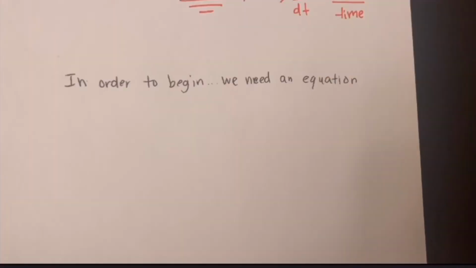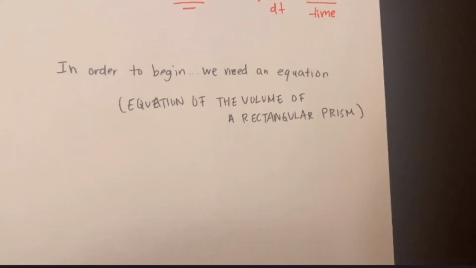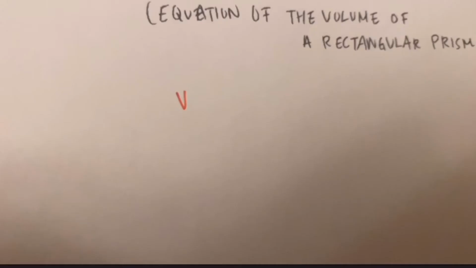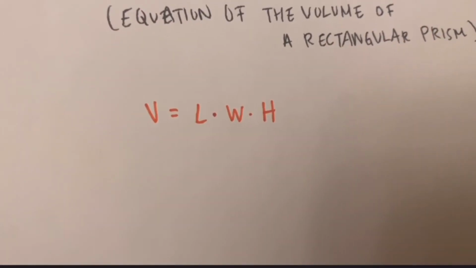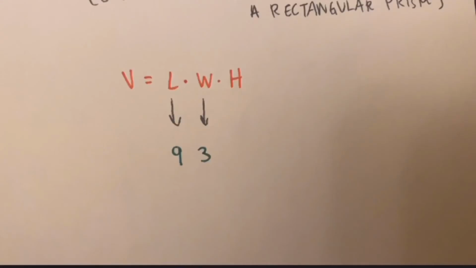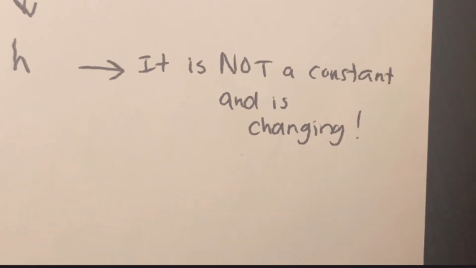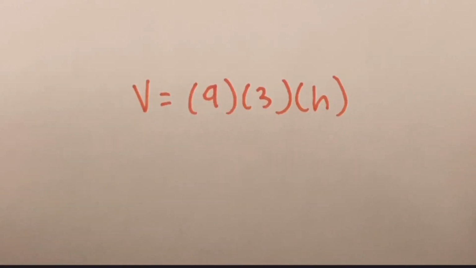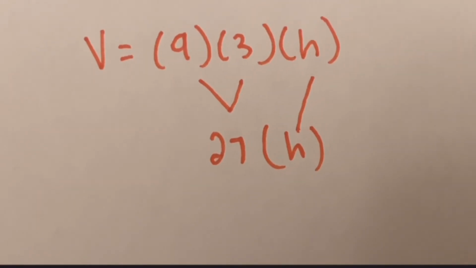Now let's begin solving the problem. In order to begin, we need an equation. We'll be using the equation of a volume of a rectangular prism, which is V equals L times W times H, length times width times height. We know that L and W are 9 and 3. However, H is still H because it is not a constant and is changing. This is written as V equals 9 times 3 times H, which is simplified to 27 times H.